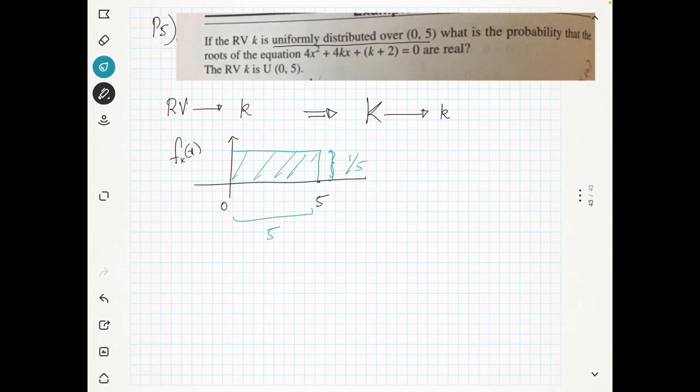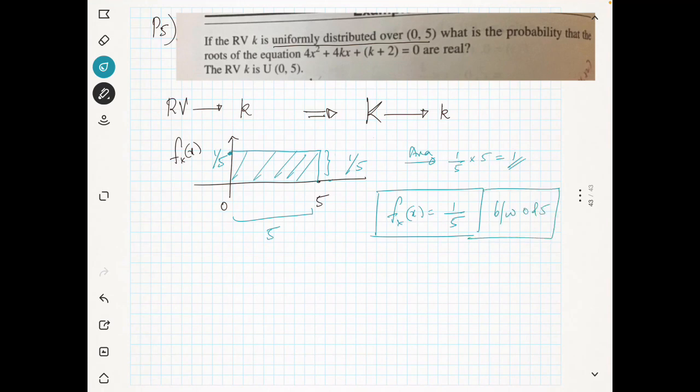Then the total area is nothing but the area, 1 by 5 multiplied with 5, so you will get 1. If you have 5 here, then definitely the amplitude will be 1 by 5. So this means this is 1 by 5. So the PDF f_X(x) always takes the value 1 by 5 between 0 and 5, and it will be 0 otherwise.